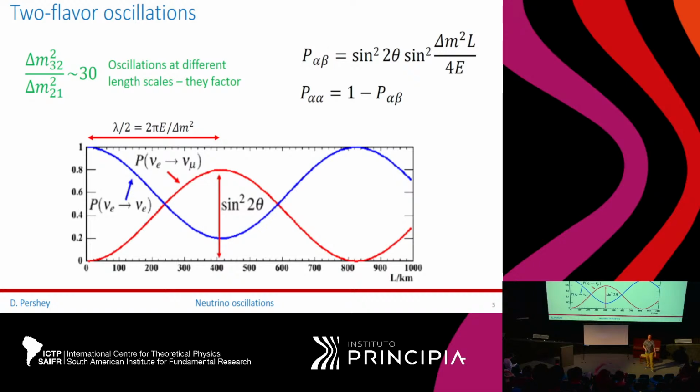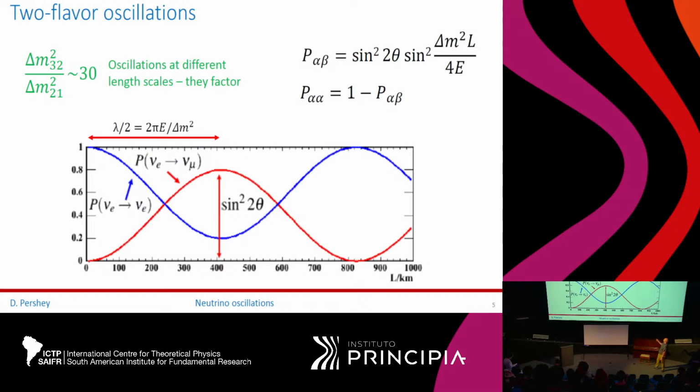But for today, everything that we'll do today really just cares about two flavor oscillations. The ratio of these two mass splittings is something like a factor of 30. That's really convenient. That means that these two oscillations happen at different scales, so we can build different experiments which will focus on one or the other.